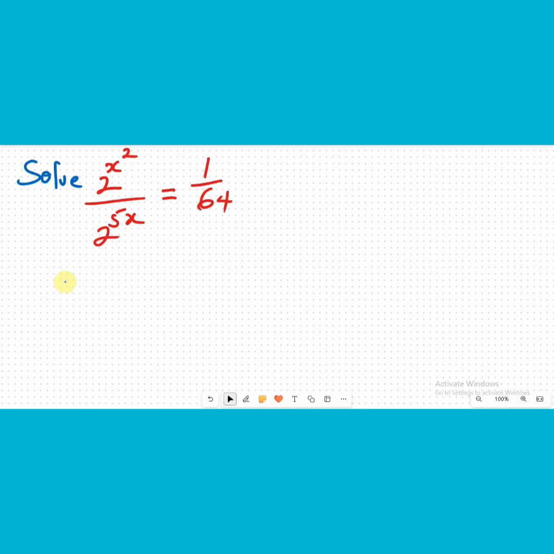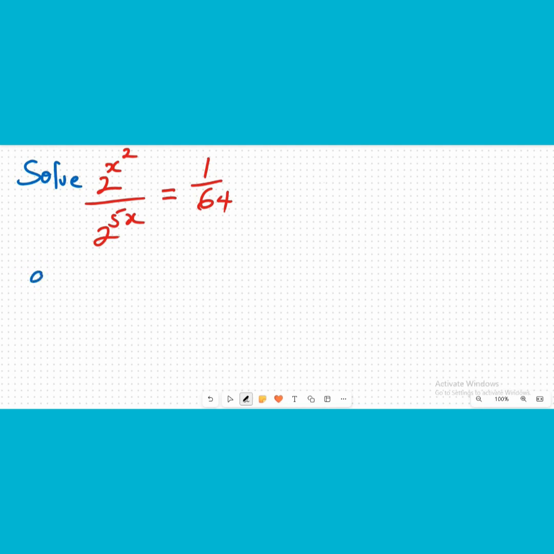Today I'll be looking at this simple Olympiad maths problem. The question says: solve 2 exponent x squared divided by 2 exponent 5x is equal to 1 over 64. To solve this, I'm going to apply some laws of indices. I'm going to apply the division law.